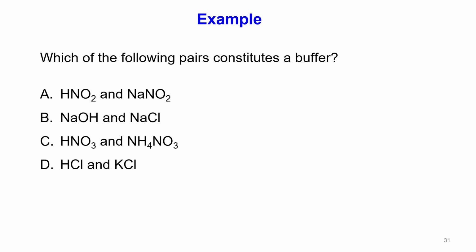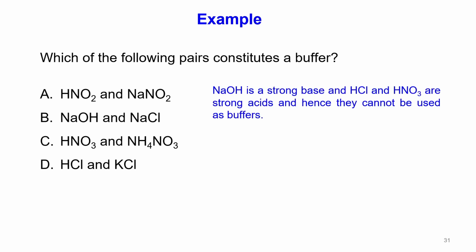Okay, so now, okay, which of the following pairs constitute a buffer? Okay, mana akan menghasilkan buffer? Right, so kita ada HNO2 dan juga NaNO2, NaOH dan NaCl, HNO3 dengan NH4NO3, NaCl and KCl. So NaOH is a strong base, and HCl and HNO3 are strong acid, hence they cannot use as buffers.